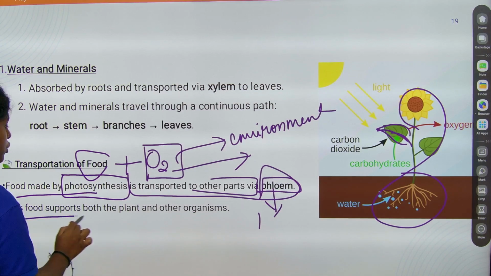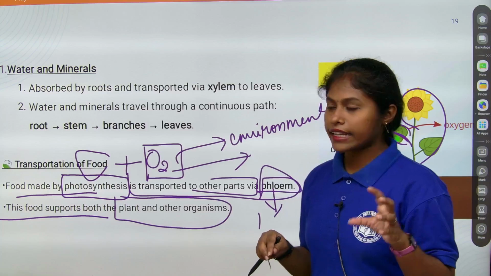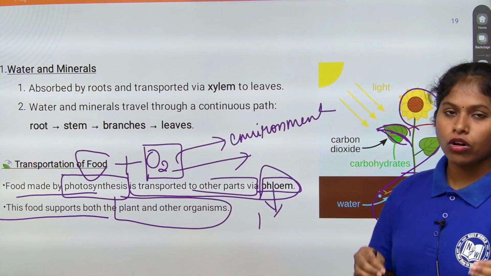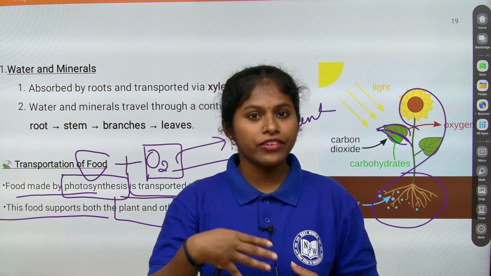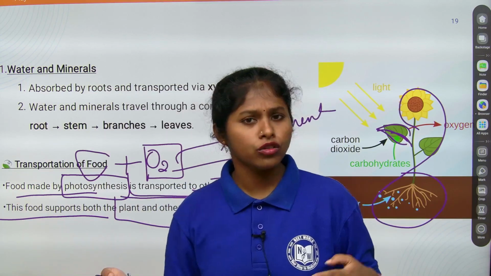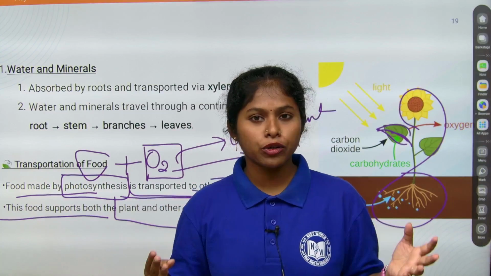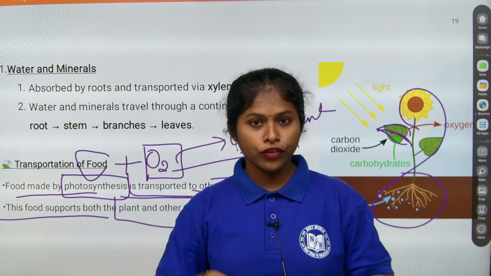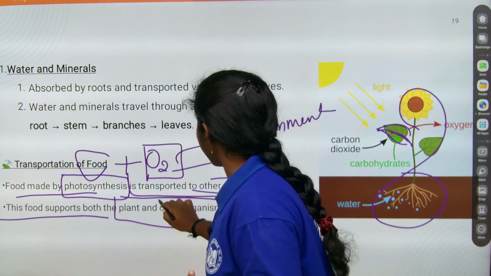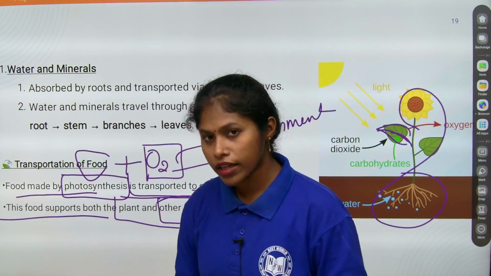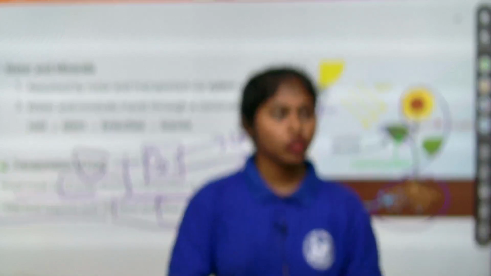This food supports both the plant and other organisms. Why do they say that this food supports both the plant and other organisms? If you eat the food, is it benefiting other organisms, children? No. Why? Because if you are eating the food, you will grow, you will improve, right? So it is useful to you. Then why are the plants preparing their own food? Why is it also useful to other organisms? Yes, right. Because we are mainly humans or any goat.